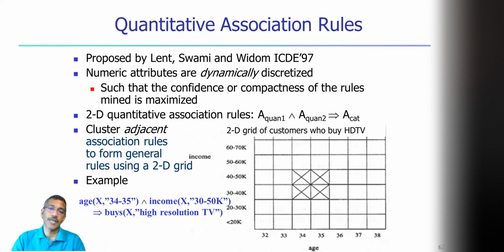Then we do the association mining, and we may find some rules like what is given here, high support rules. Only the left hand side is visualized here: age is something, income is something, and they buy high resolution TVs, right?